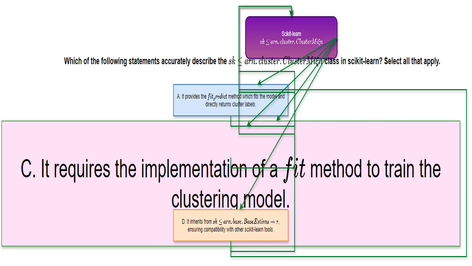Well, this one is a bit tricky. ClusterMixin expects subclasses, like k-means or DBSCAN, to have a fit method, but it doesn't enforce it directly within its own definition. The actual fit method implementation lives in the specific clustering algorithms that inherit from ClusterMixin.